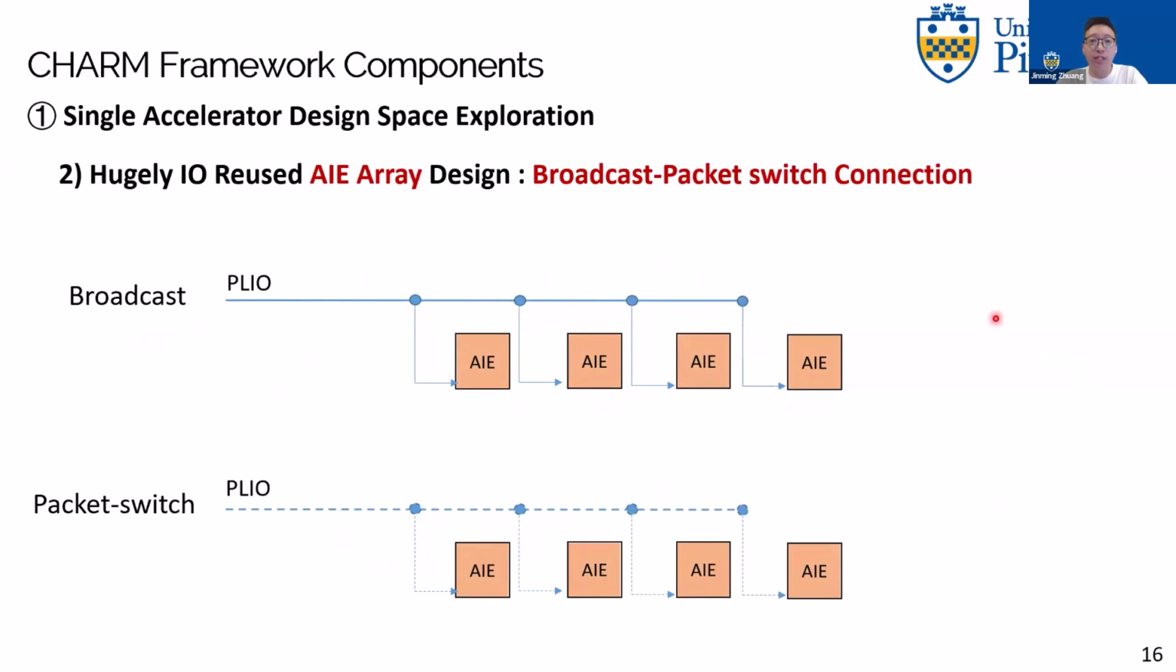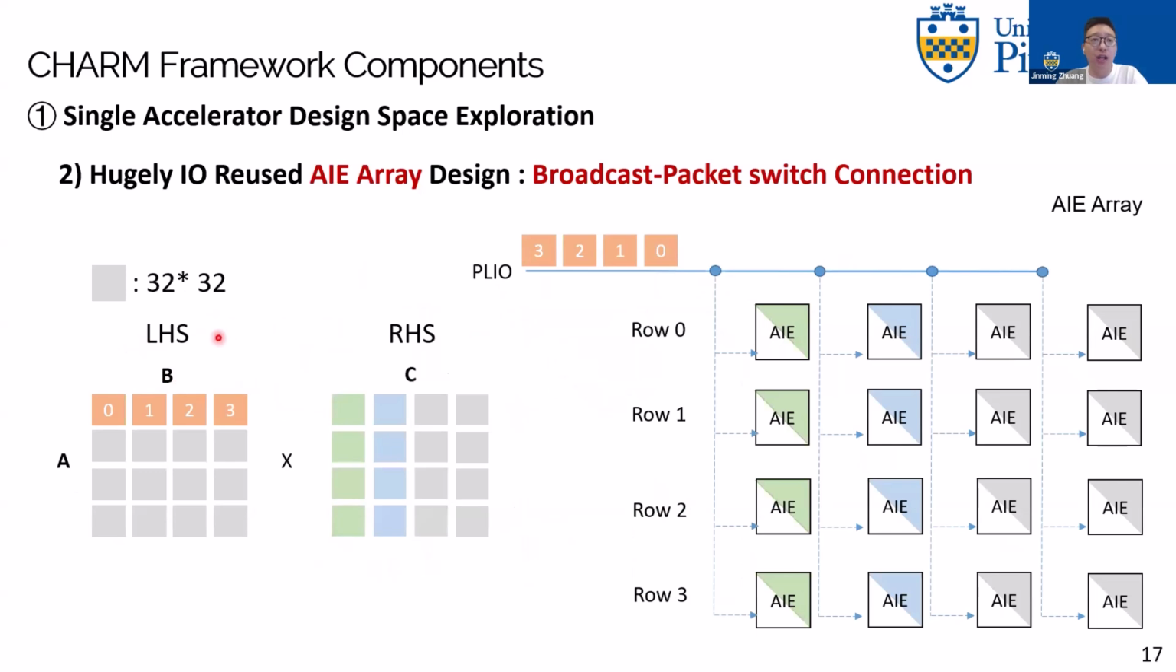In this work, we heavily explore the PL IO reuse by combining these 2 mechanisms together. The following example shows how we send the first row of the left-hand side matrix to compute with the right-hand side matrix by using the combined mechanism. For illustration purposes, the right-hand side matrix is preloaded into the AIE local memory. So here, in time 0, data 0, a row of the left-hand side matrix, will be broadcast to the 0th row of AIE, and then in time 1, the data 1 will be broadcast to the first row of the AIE array.